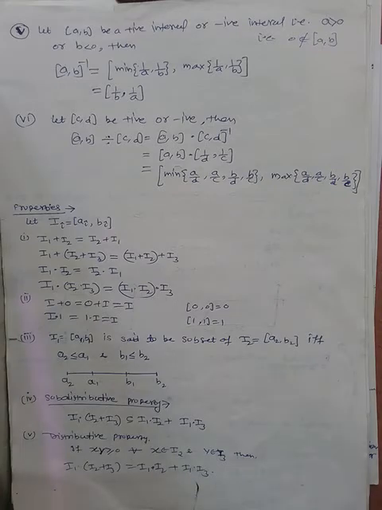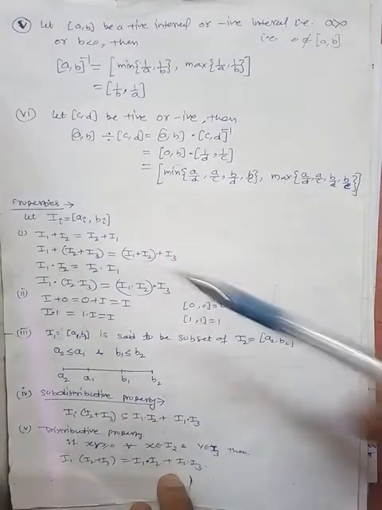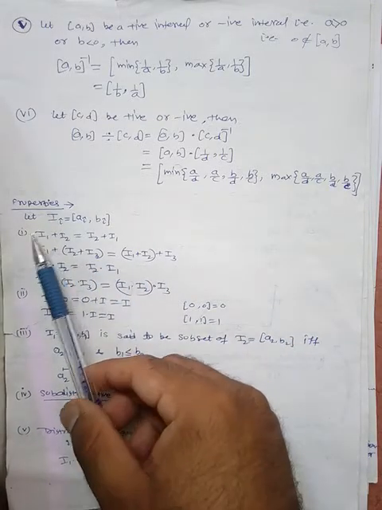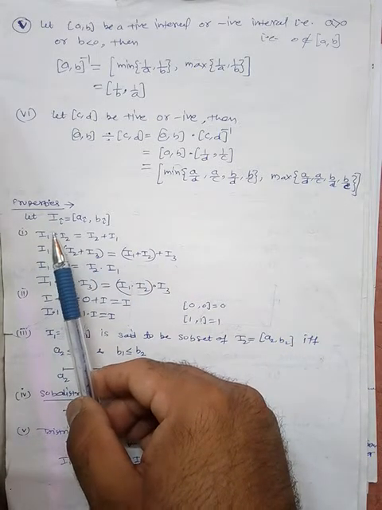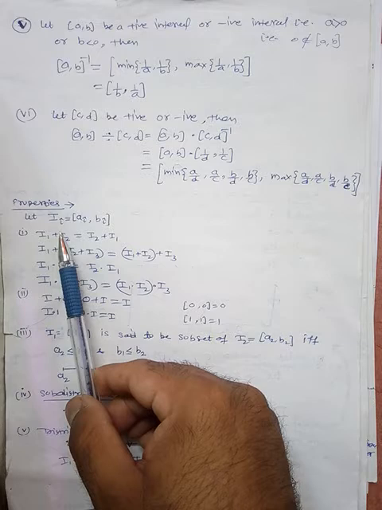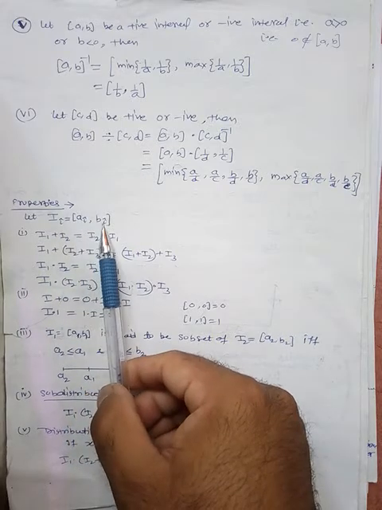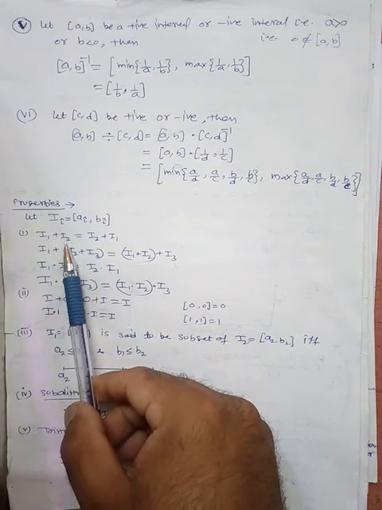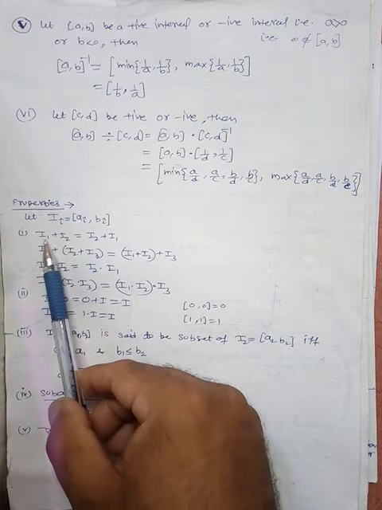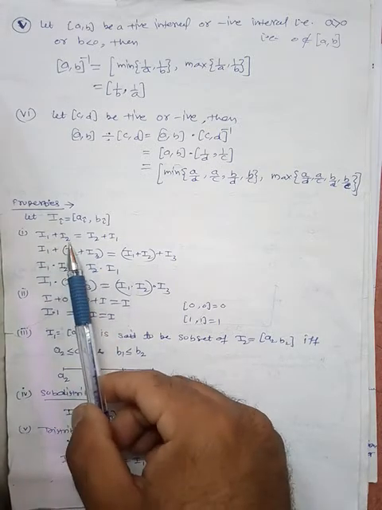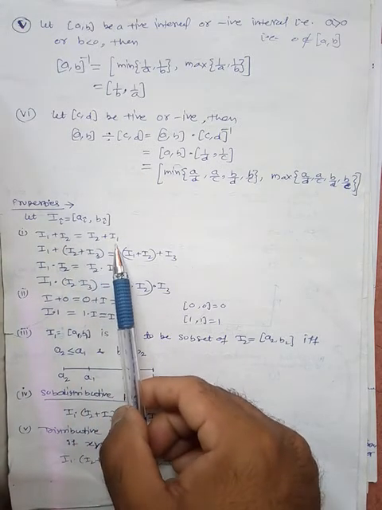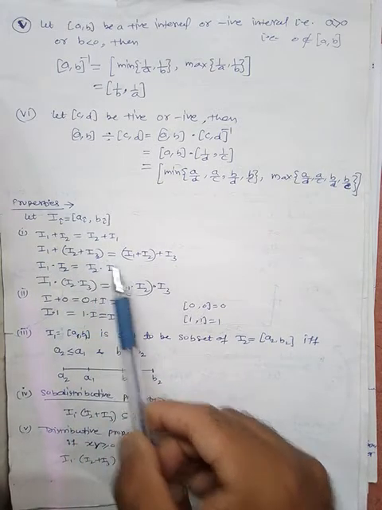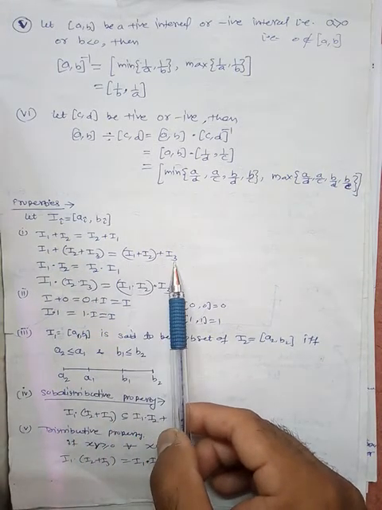Students, in this video I am going to discuss properties and an example. So the properties: suppose we have any interval I_i, which is nothing but [a_i, b_i]. If you take the sum I1 plus I2, then this will be commutative. That means I1 plus I2 is also equal to I2 plus I1. Associative: I1 plus I2 plus I3 is the same regardless of grouping.